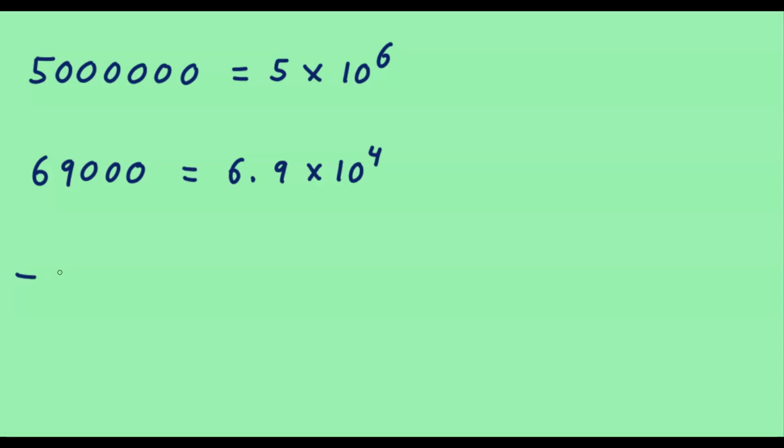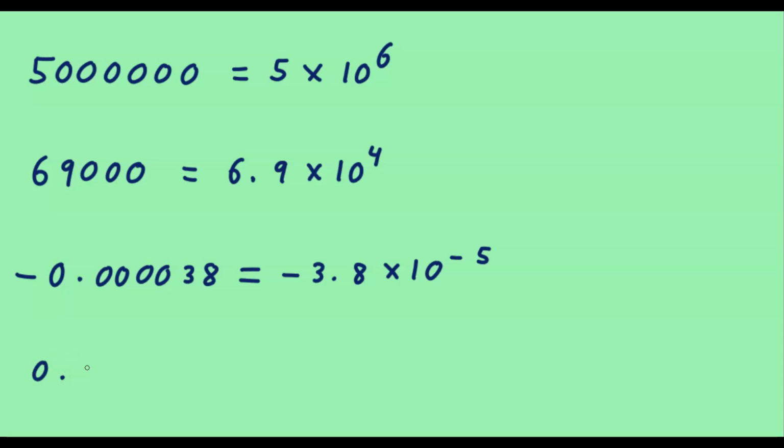Let us consider a small number. Let us consider -0.000038. Now we can write this number in scientific notation as -3.8 times 10 to the power of -5. Let us consider another small number. Let us consider 0.00000001. We can write this number in scientific notation as 1 times 10 to the power of -8.